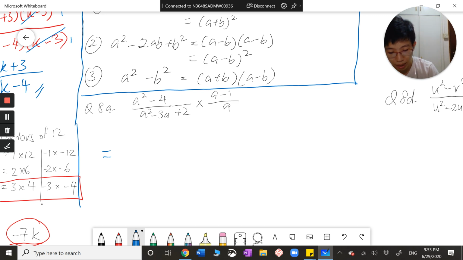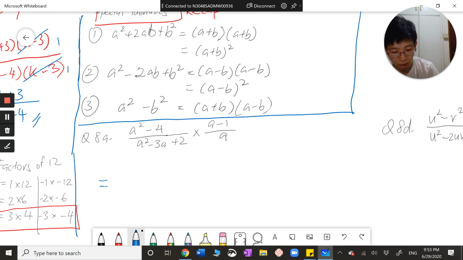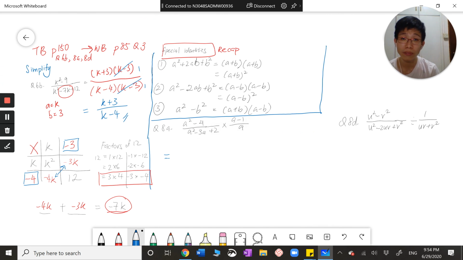So for example, the first part, a squared minus 4. If I look at this a squared minus 4, it looks familiar somewhere. Oh, it's my difference of two squares. So my a will be equal to a, and b squared will be equal to 4. So in order to get b, b will be equal to 2, because I know 2 times 2 gives me 4. So now I factorize it: a plus 2 times a minus 2. So that will be the factorized form.